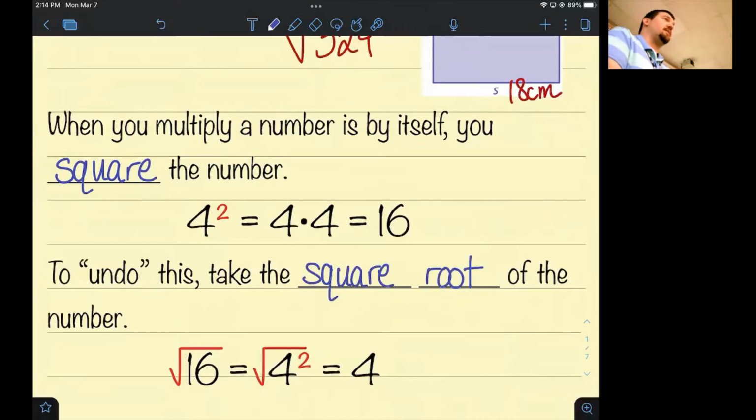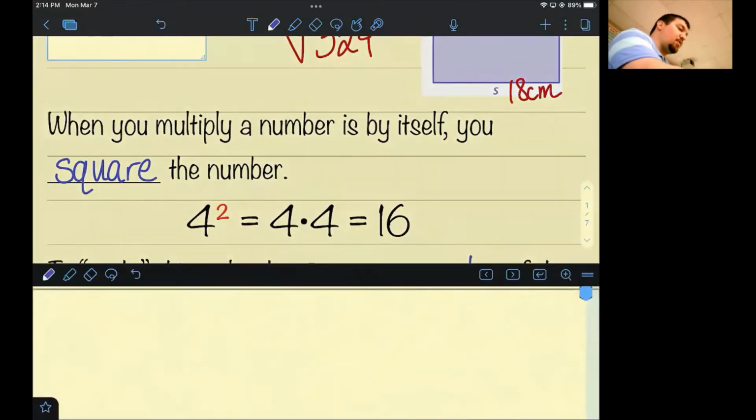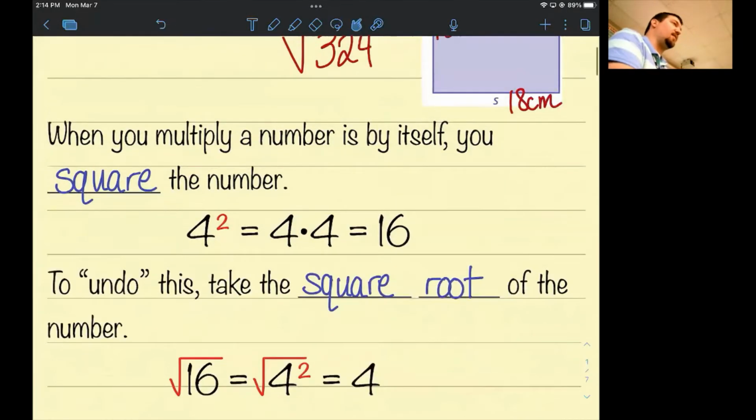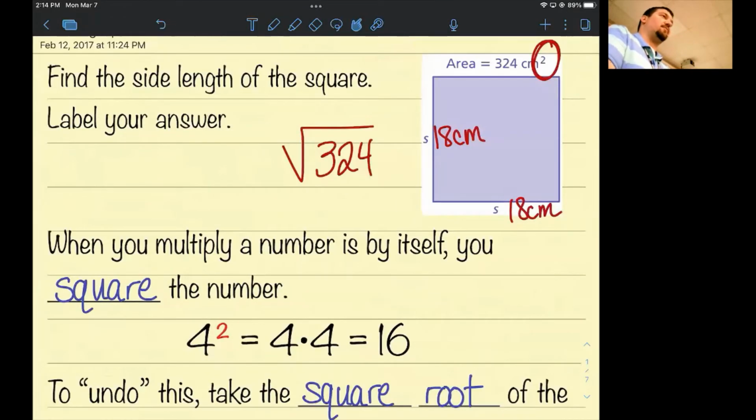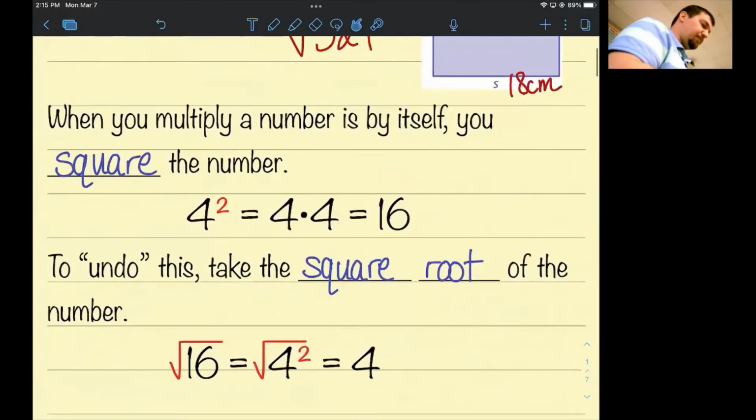Oftentimes, if I ask students that aren't familiar with square roots what the opposite of squaring a number is, a lot of them say divide by 2. Have you heard someone say that before? I get it every year. They think that since squaring is timesing a number by itself, dividing by 2 would undo that. Dividing by 2 does not undo it. Square rooting tells you what two numbers, so it's the same number, multiplied to give you, in this case, 324.